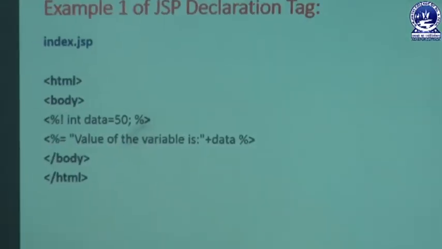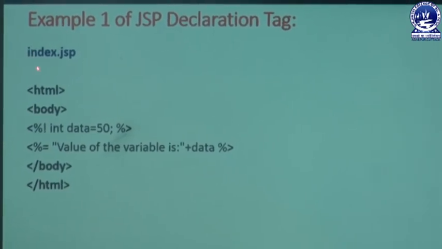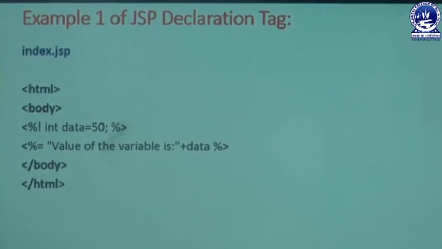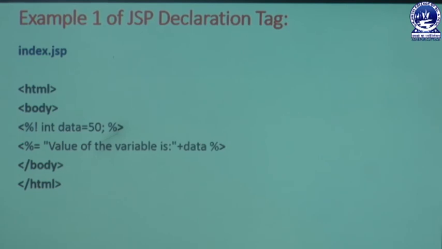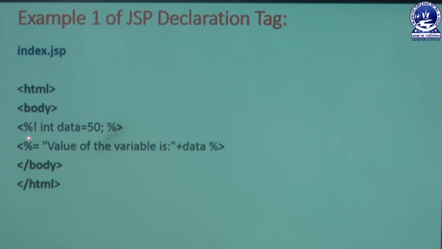Here we have a declaration tag example, index.jsp. We can create a JSP page. In that page we are taking the declaration tag, that is written as percent sign exclamation mark. That percent sign with an exclamation mark denotes a declaration tag. Similarly, if instead of that exclamation mark we write equal to, it is known as an expression tag. But here the exclamation mark is written for the declaration tag.